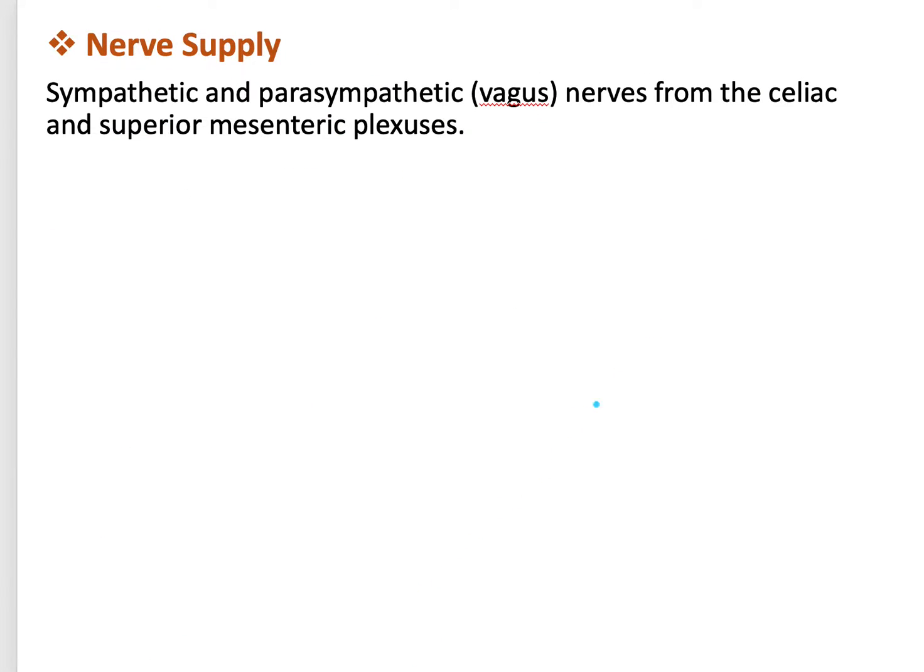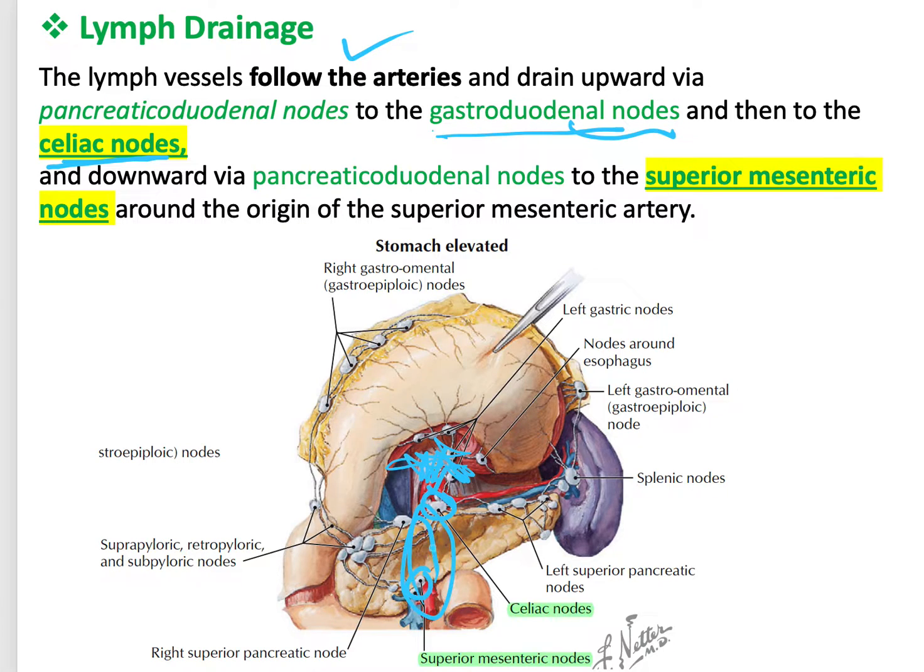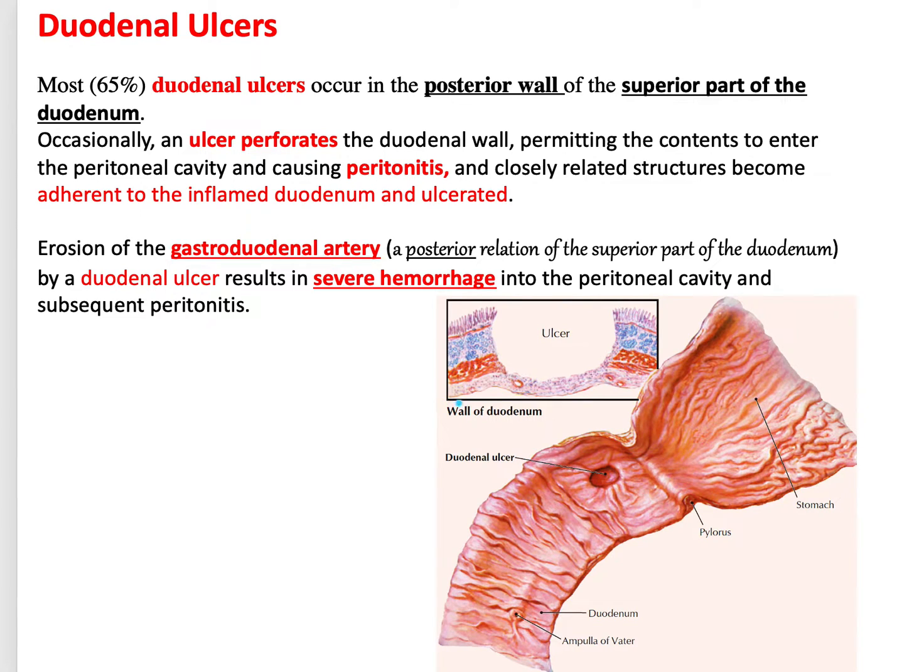Sympathetic and parasympathetic, of course, from the vagus. There is a plexus created around the superior mesenteric artery. From here, it gives sympathetic supply. The superior mesenteric plexus here contains both sympathetic and parasympathetic fibers. So this slide is very important, guys.